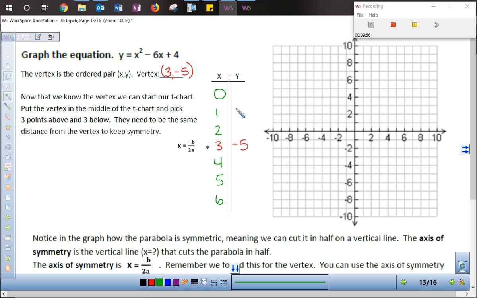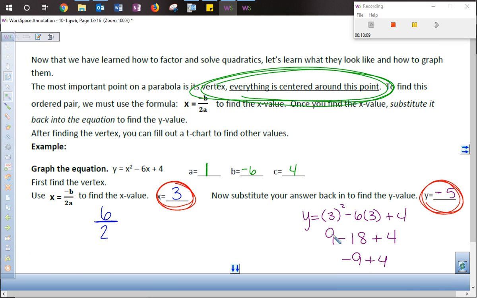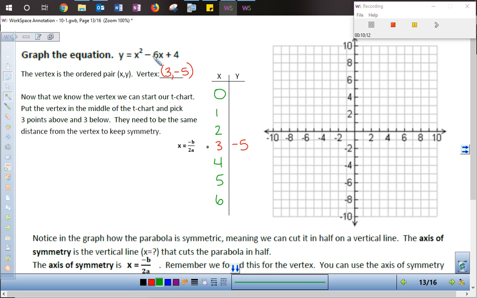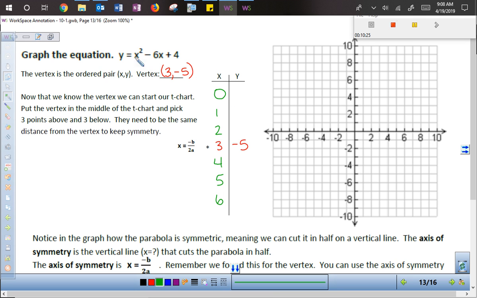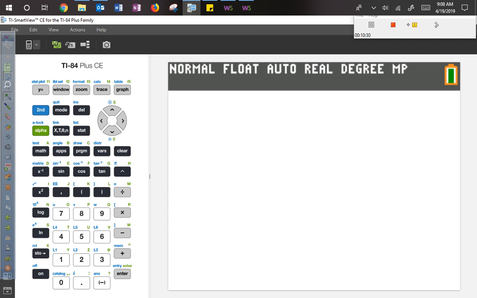Now, to find the remaining y values, I need to take these numbers here and substitute them back into my original equation. Now, we did do it by hand on this one up here for the vertex, but here we actually don't need to do it by hand. Instead, I'm going to show you how to substitute it into your calculator. So if we get out our calculator, we're going to substitute every number back in for x with parentheses around it. So let me make my calculator a little smaller so we can see what's going on.